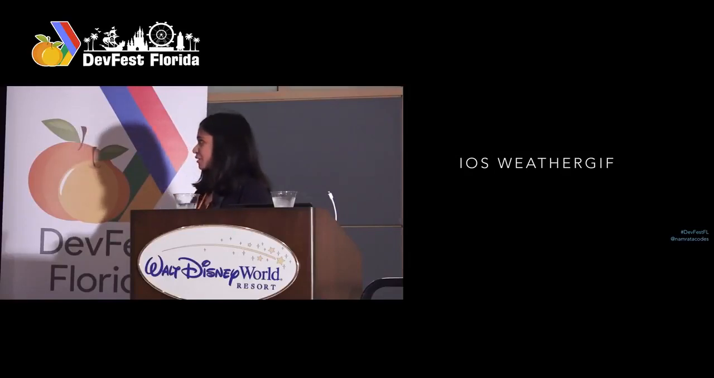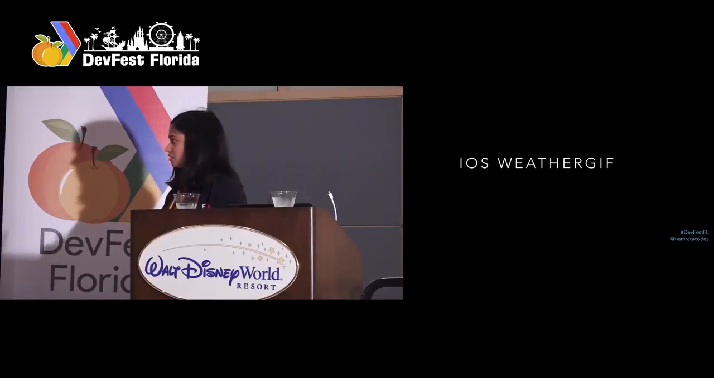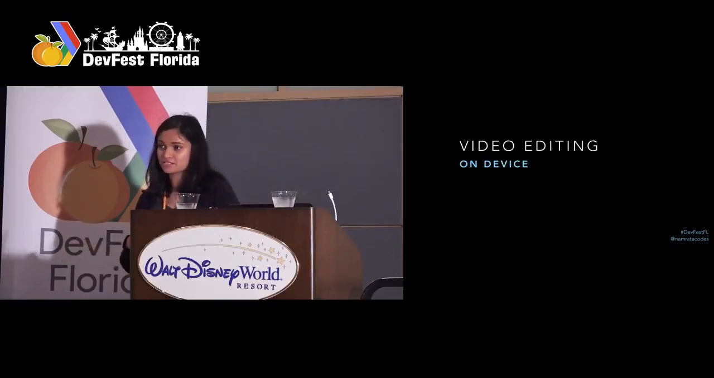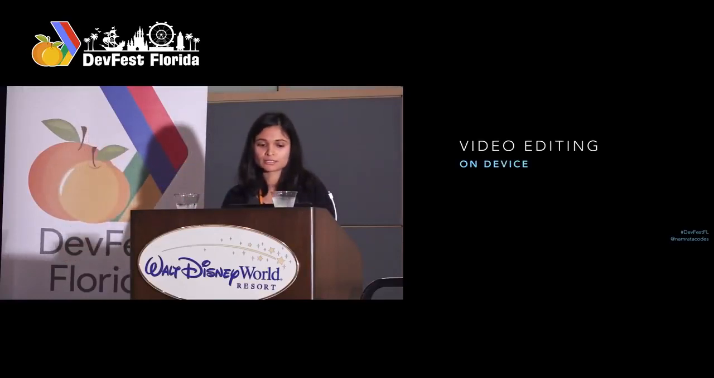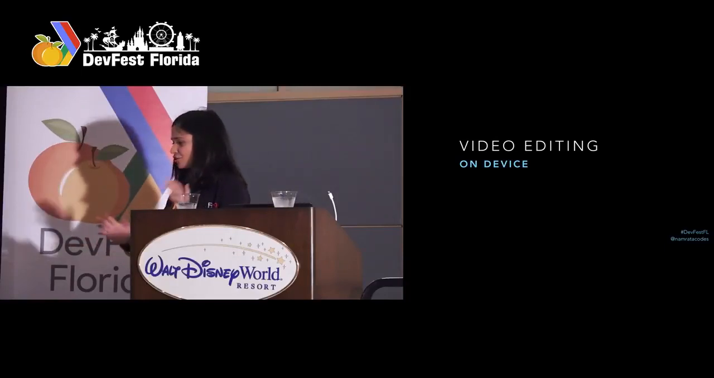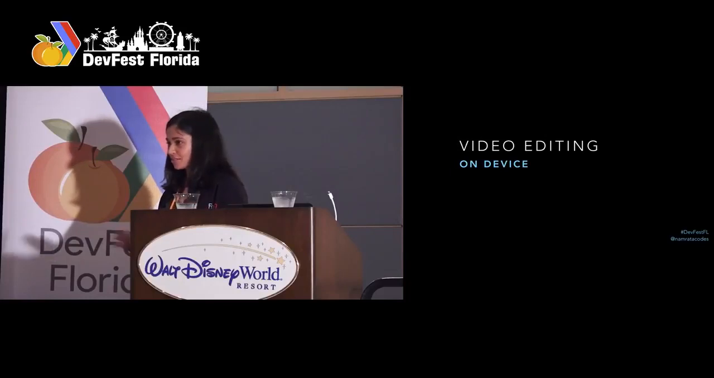So at this point, the iOS WeatherGIF app was already made. And for iOS, Apple has this framework called AV Foundation, which provides a rich set of video editing features. So everything was being done on device for iOS. What did this mean for my Android app? This meant that there was no backend support for any of these video editing operations, and I had to do everything on device for Android as well.